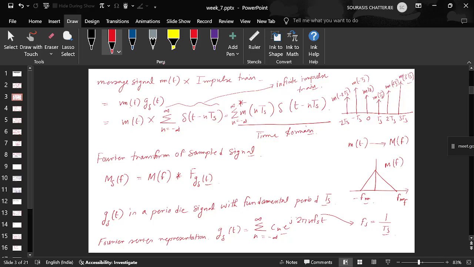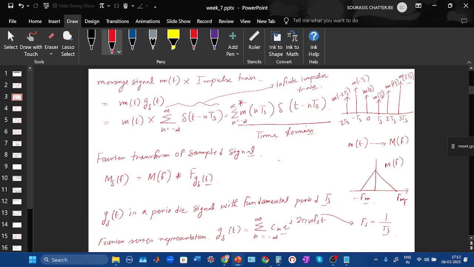So the frequency domain is going to be the convolution between the Fourier transform of the message signal and the Fourier transform of the impulse train. We have already observed the infinite impulse train is a periodic signal with fundamental period Ts, right? So if it's a periodic signal with fundamental period Ts, then we should have a Fourier series representation of the same.